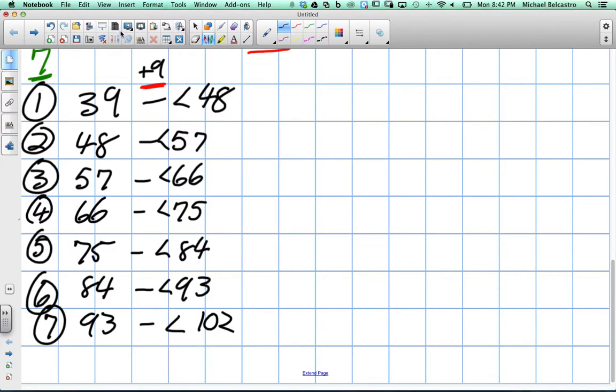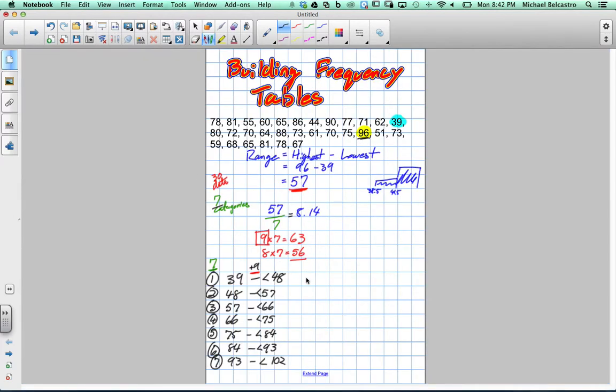From here, it really just becomes, so we've got our table getting our frequency, right? So we'll just kind of tally off as we go along. 78 falls in our 5th category, okay? 81, and this is kind of tedious stuff, falls in that same category. 55 falls in our 2nd category. 60 falls in our 3rd. And we just kind of go through this. 65 still falls in there. 86 falls in 6. 44 falls in 1. 90 falls in 6.